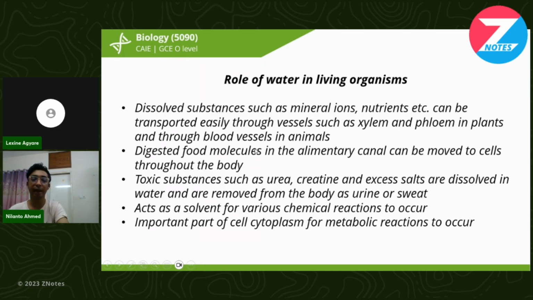Digested food molecules in the alimentary canal can be moved to cells throughout the body. Toxic substances such as urea, creatinine, and excess salts are dissolved in water and are removed from the body as urine or sweat. Water also acts as a solvent for various chemical reactions to occur, and it is an important part of cell cytoplasm for metabolic reactions to occur.